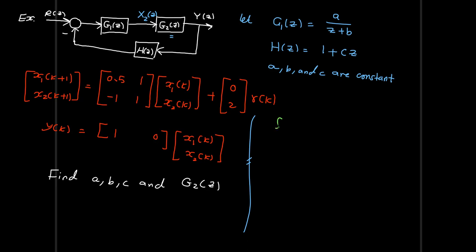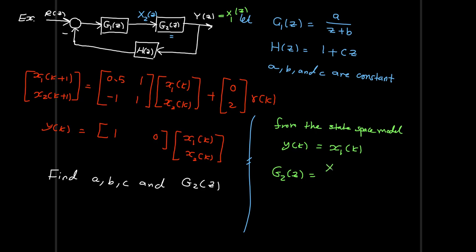Now, from the state space representation, the first thing we have here is that y of k is equal to x1 of k. So simply this means that y is equal to x1 of z. So simply this means that G2 of z is the pulse transfer function as can be seen between x2 and x1. So this will be x1 of z over x2 of z.